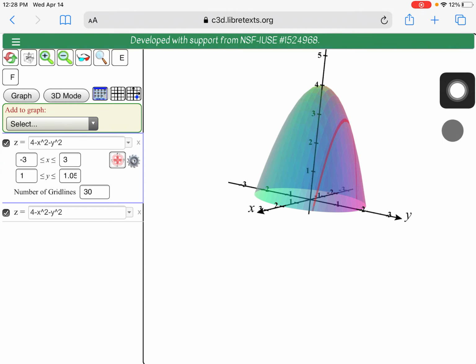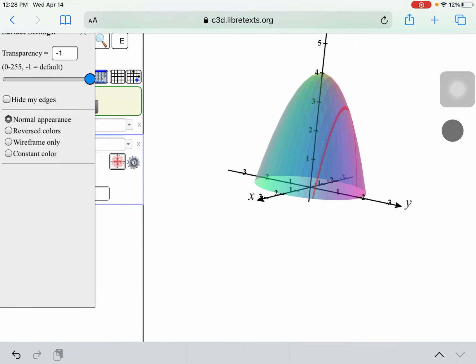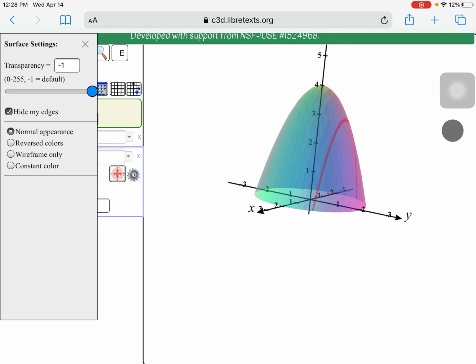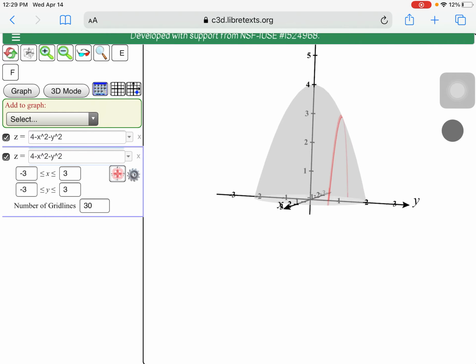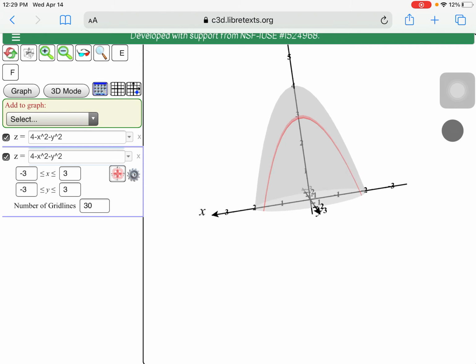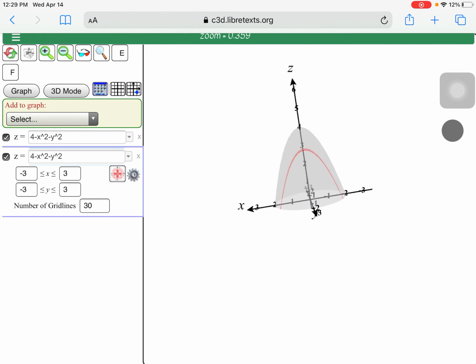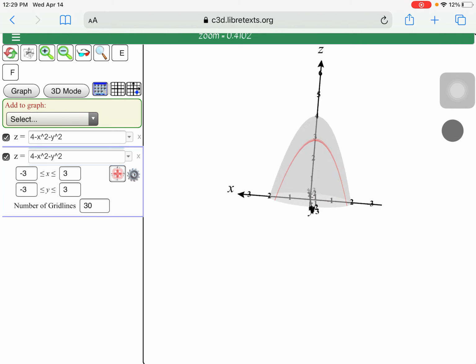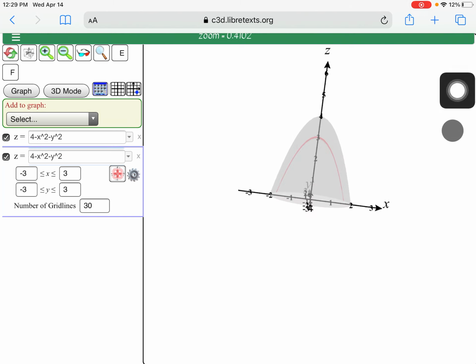And then I'm going to change the settings so that we can see a little bit more clearly the distinction between those two curves. So I'm going to hide the edges, say constant color, and there we go. So in gray is the paraboloid. In red is the curve z equals 3 minus x squared. You can see, in the xz plane, if I rotate it this way, that this is a parabola that starts at 3 and opens down in the xz plane.